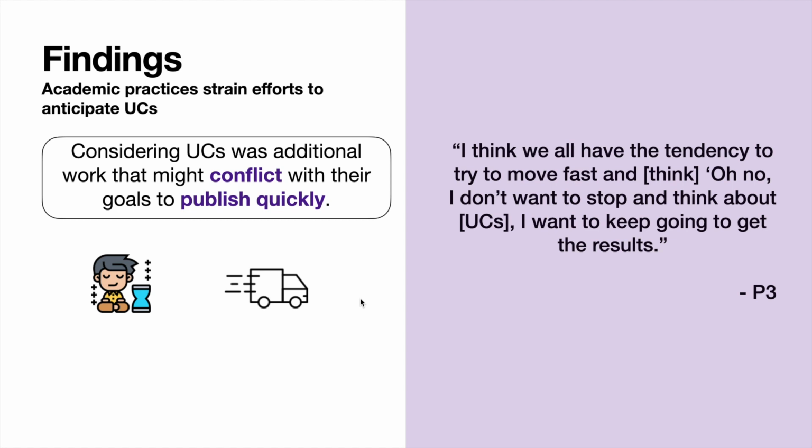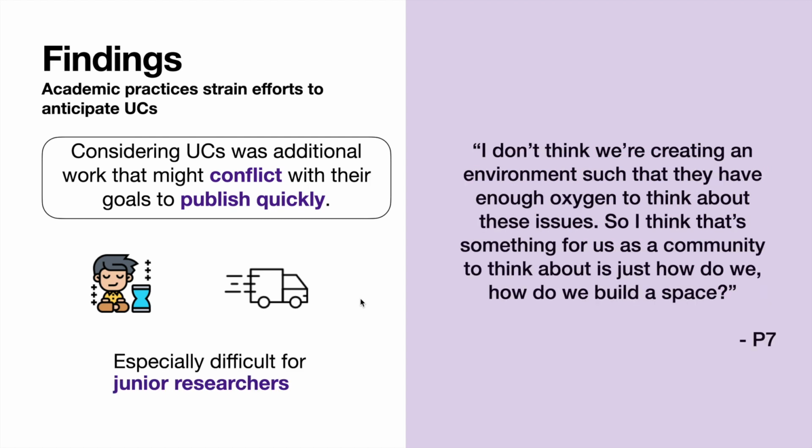Finally, we observed that academic practices strain efforts to anticipate UCs. Considering UCs was additional work that might conflict with participants' goals to publish quickly. For example, P3 mentioned, I think we all have the tendency to try to move fast and think, oh no, I don't want to stop and think about UCs. I want to keep going and get the results. This is especially true for junior researchers.